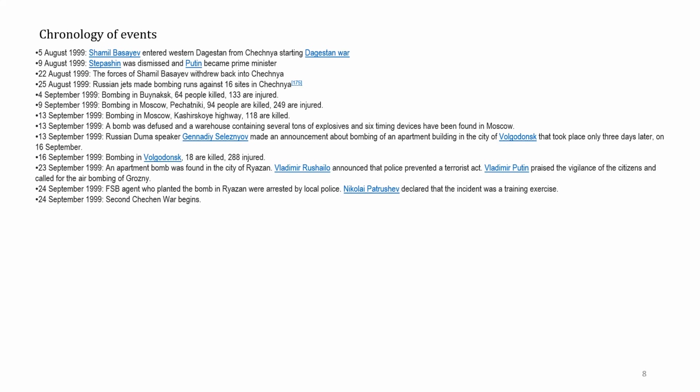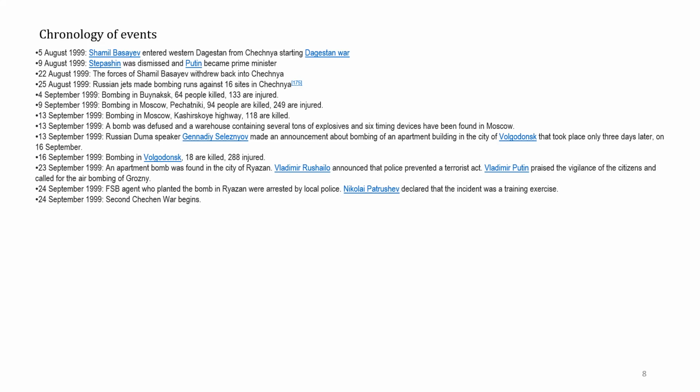September 4, bombing in Buynaksk, 64 people killed, 133 injured. September 9th, bombing in Moscow, Guryanova Street, 94 people killed, 249 injured. September 13th, bombing in Moscow, Kashirskoye Highway, 118 killed.